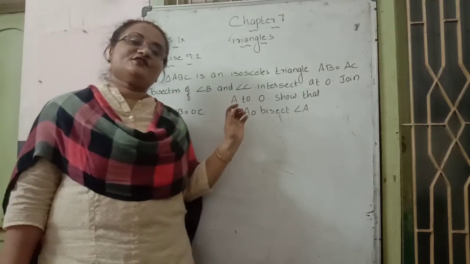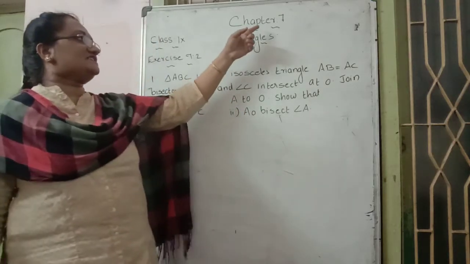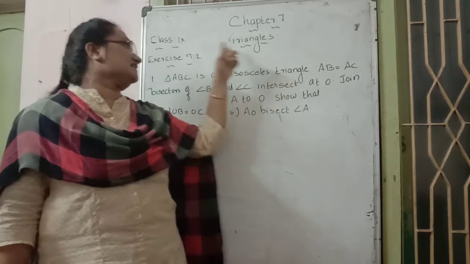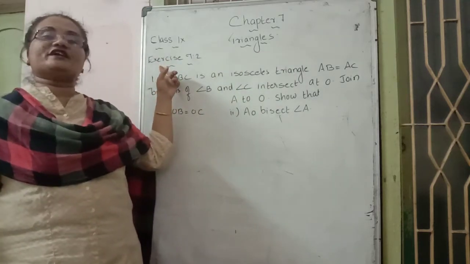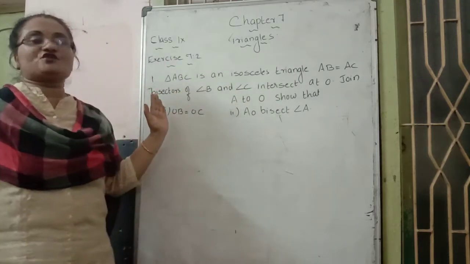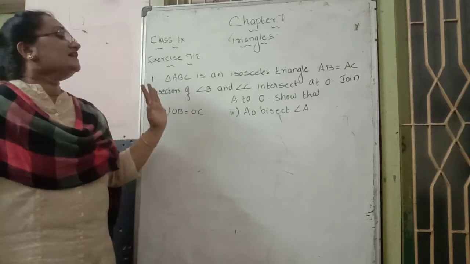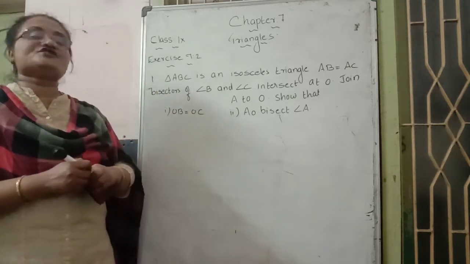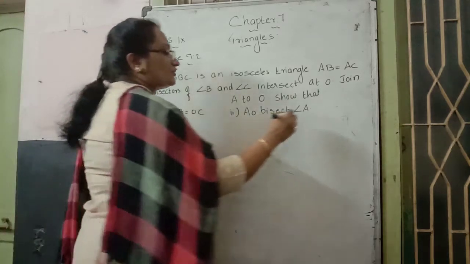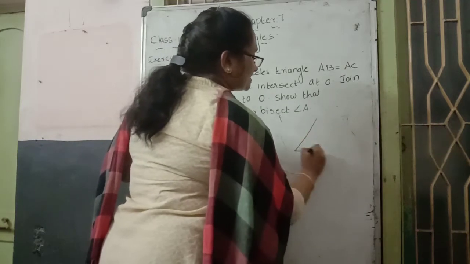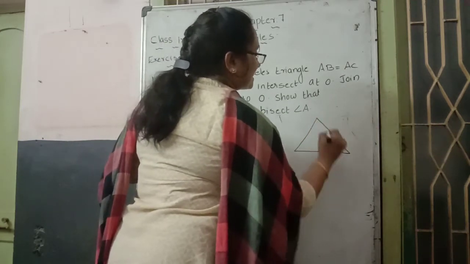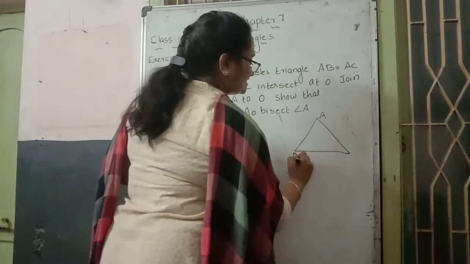Students, today we are going to discuss Chapter 7, Triangles. Exercise 7.2. Here the first question tells that ABC is an isosceles triangle. So we can draw an isosceles triangle and mark it as A, B, C.